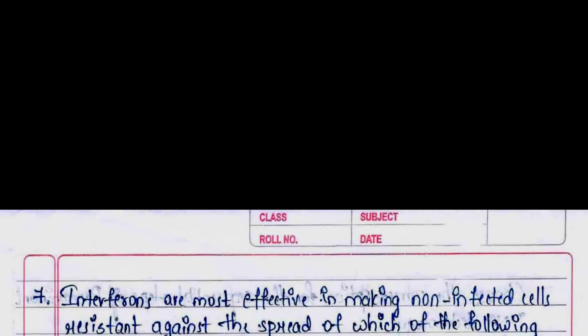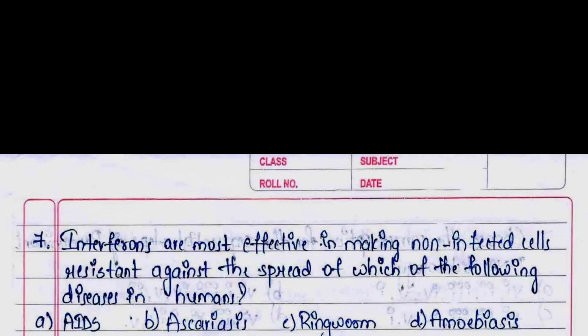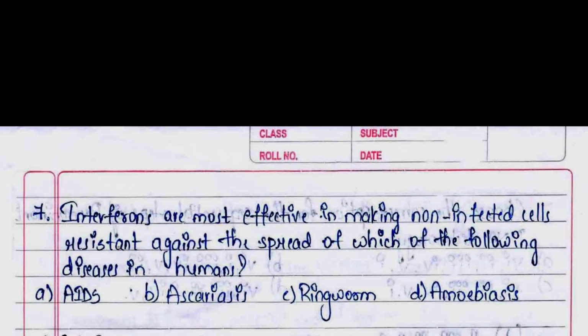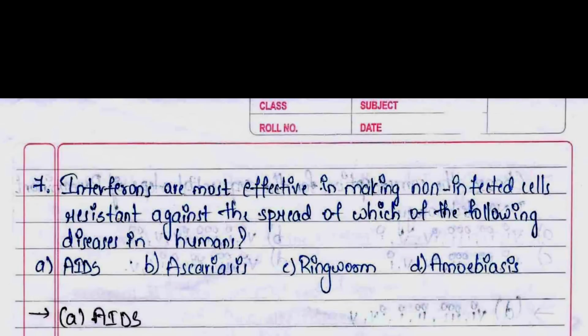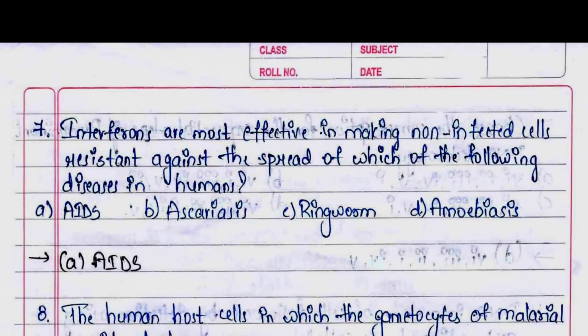Seventh, interferons are most effective in making non-affected cells resistant against the spread of which of the following diseases in humans? A. AIDS. B. Ascaris. C. Ringworm. D. Amoebiasis. The answer is A, AIDS.